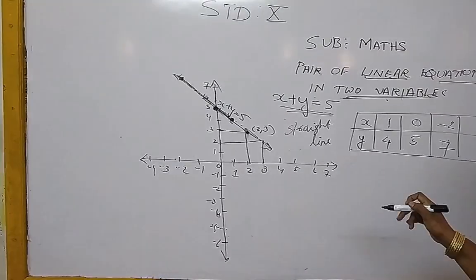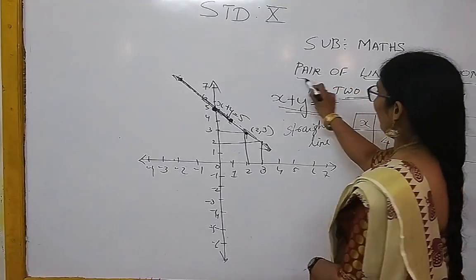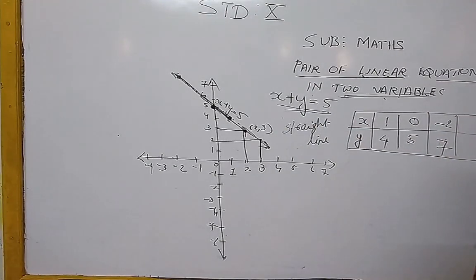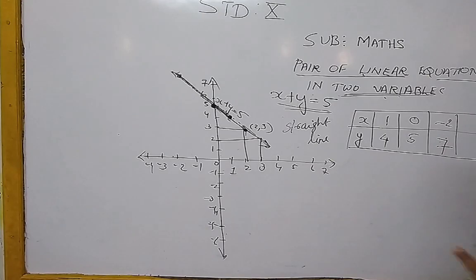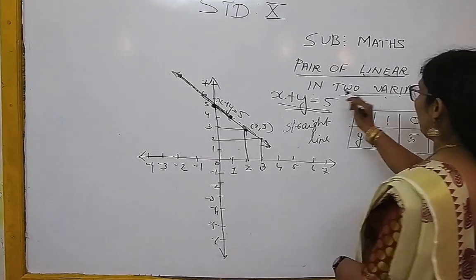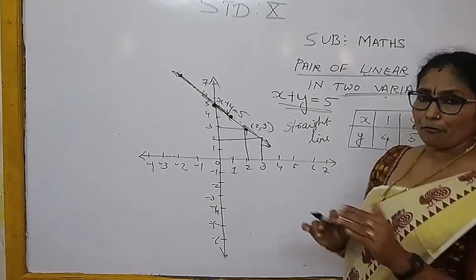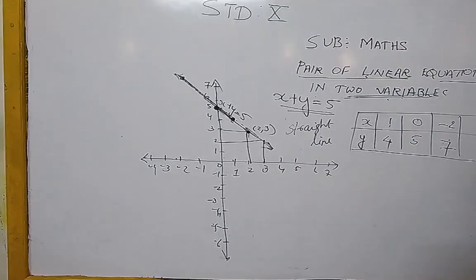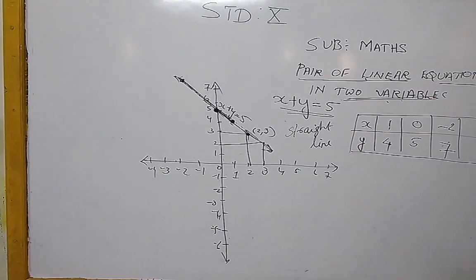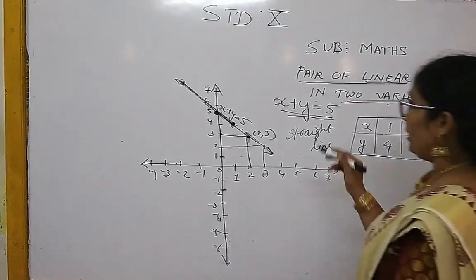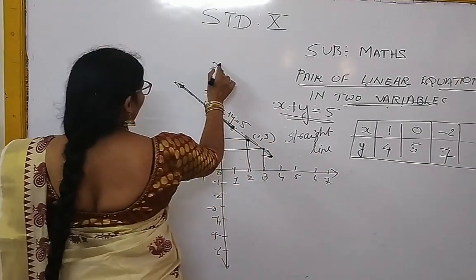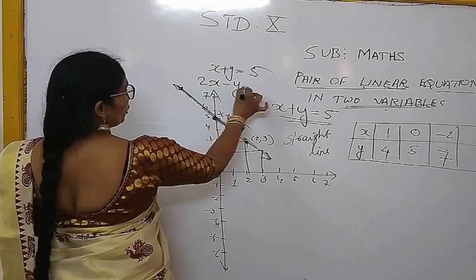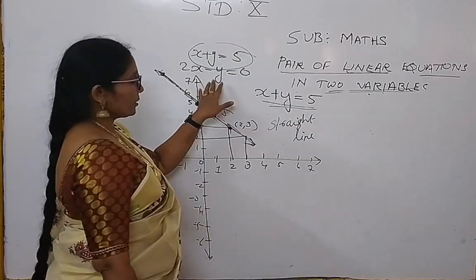Now, the next point is what is meant by a pair of linear equations. Pair means you know that it is two terms. Now, pair of linear equations in 2 variables. That means taking 2 linear equations in 2 variables at the same time. If I have written one equation this way, x plus y equal to 5, another one I have written, 2x minus y.